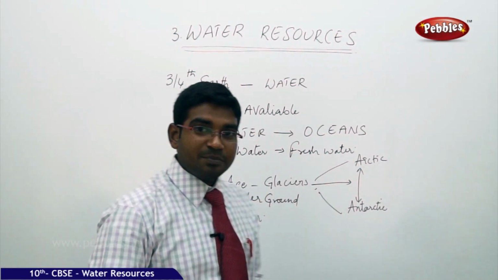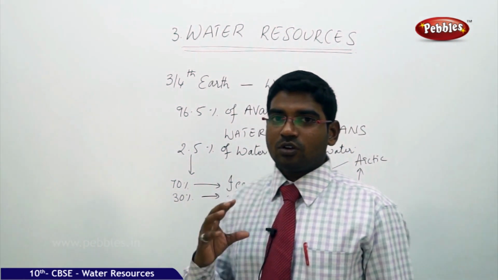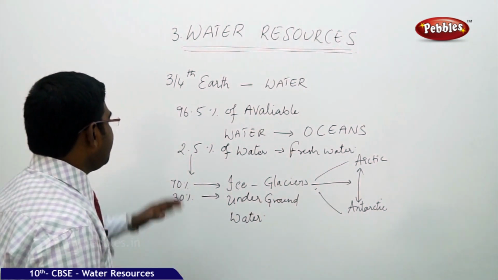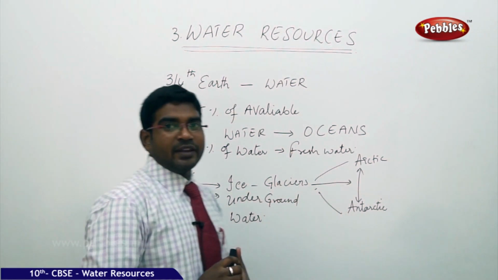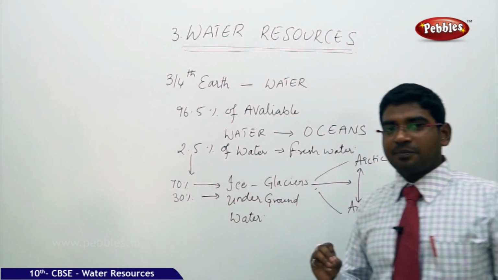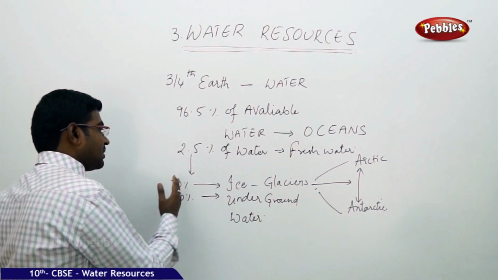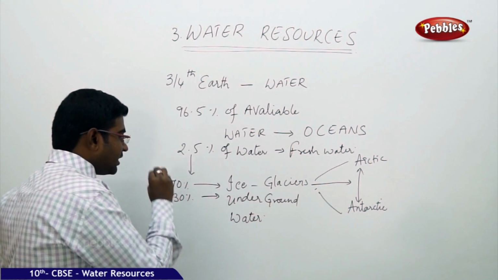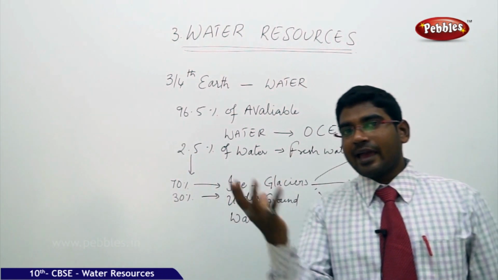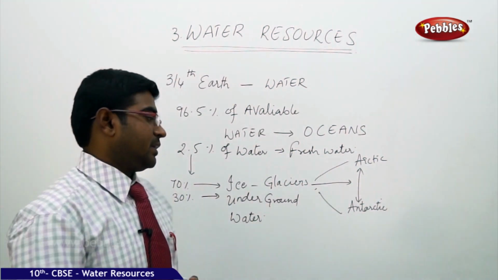So, the remaining 30% is available as underground water. The entire water we have can be categorized into three major categories. First, 96.5% is in the form of oceans, and 2.5% is the fresh water on the earth. Of that, 70% is in the form of glaciers, and 30% contributes to the underground water layers or aquifers which are present under the layers of the earth.